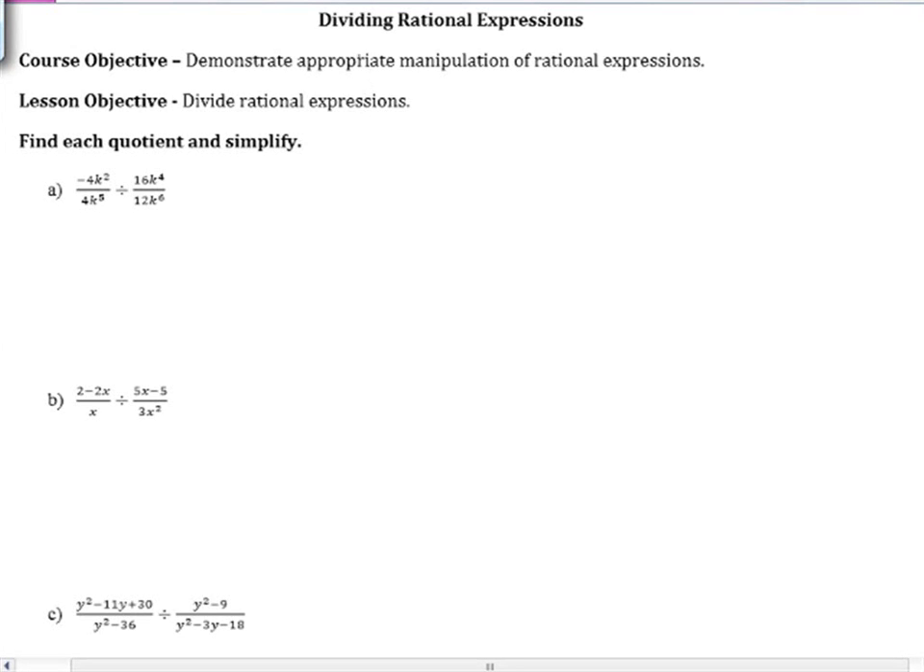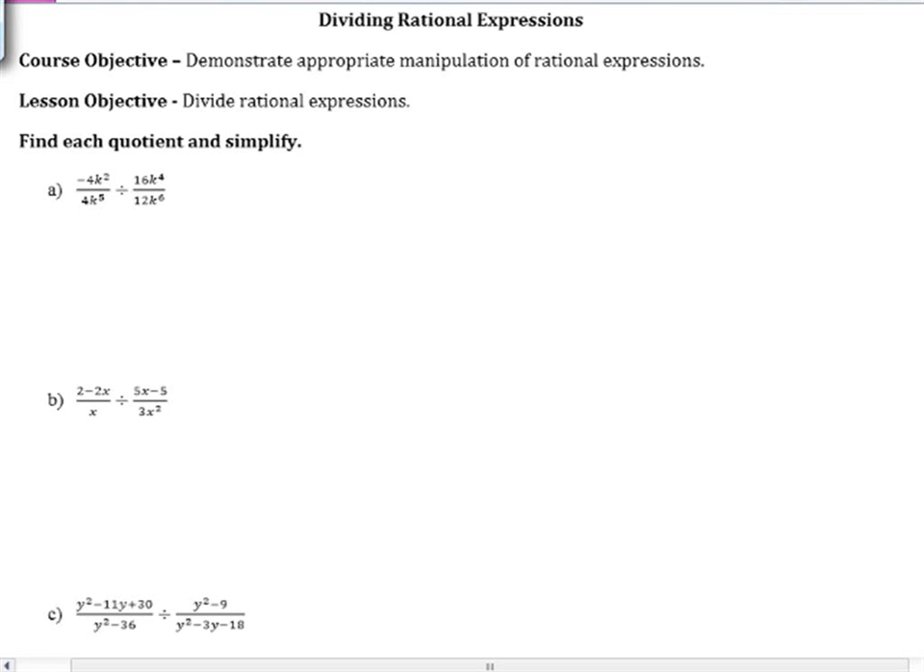This video is about dividing rational expressions, and this is very similar to multiplying rational expressions. Instead of just multiplying straight across, however, remember when we divide two fractions, we have to multiply by the reciprocal of the second fraction, and the reciprocal is a fraction flipped upside down.